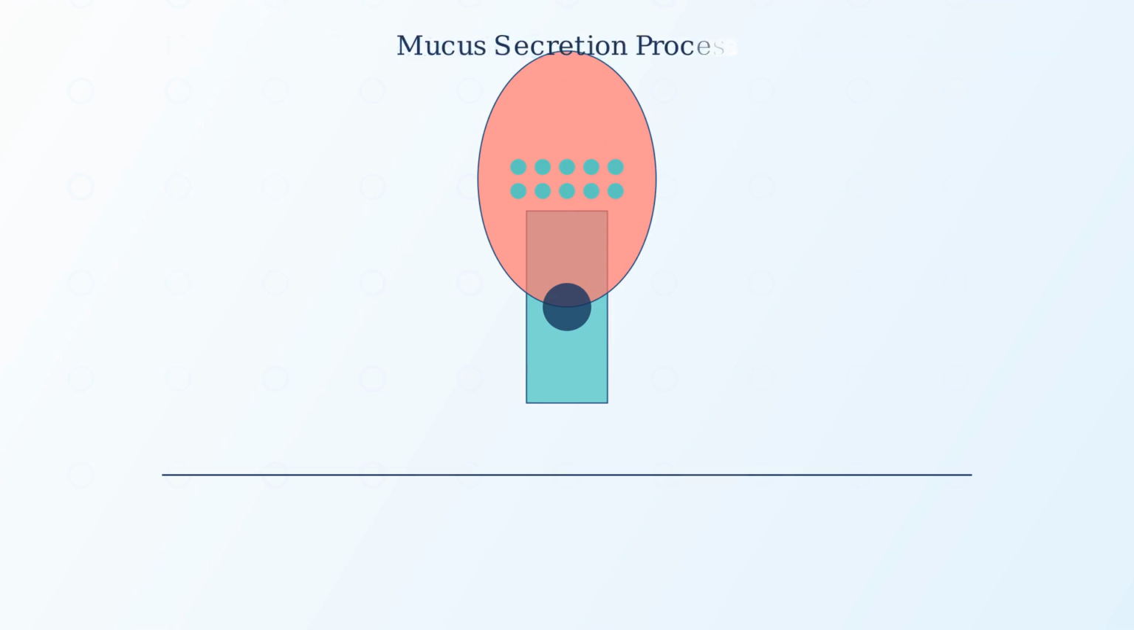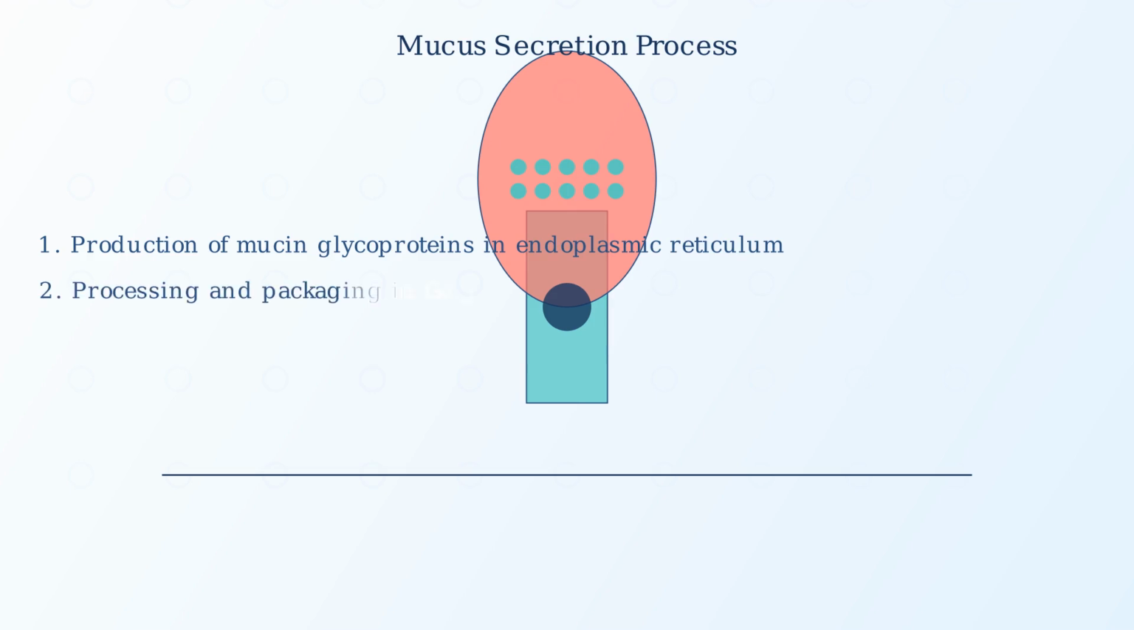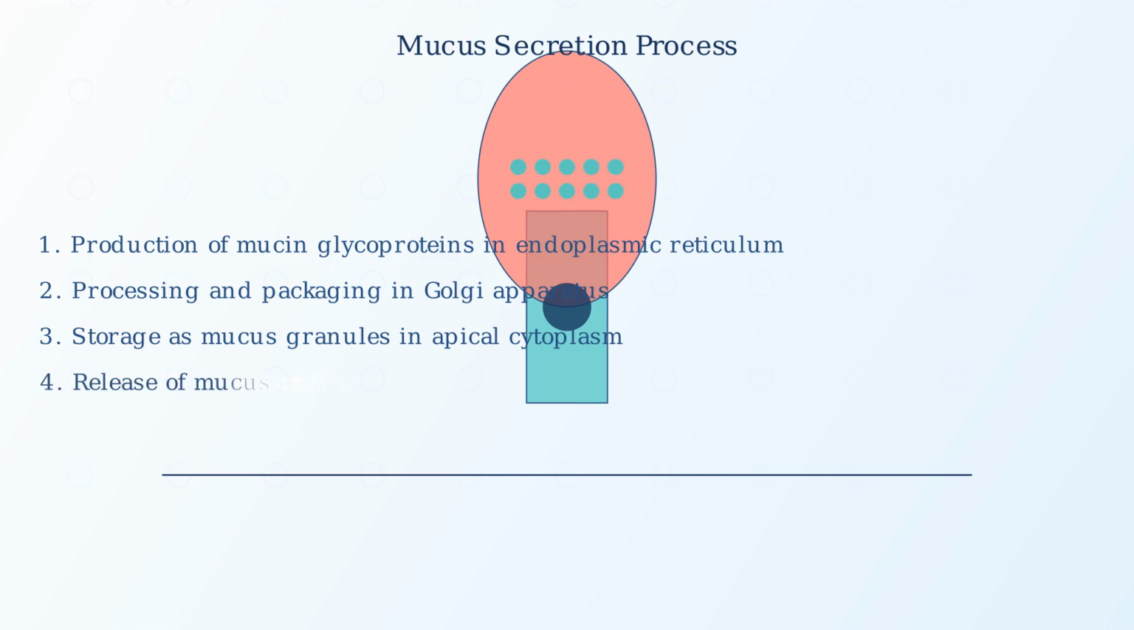The mucus secretion process involves several steps. First, mucin glycoproteins are produced in the endoplasmic reticulum of the goblet cell. Next, these proteins are processed and packaged in the Golgi apparatus. The processed mucins are then stored as mucus granules in the apical region of the goblet cell. Finally, in response to various stimuli, the cell releases the mucus onto the epithelial surface through exocytosis.